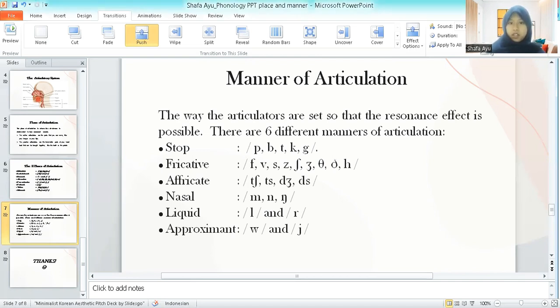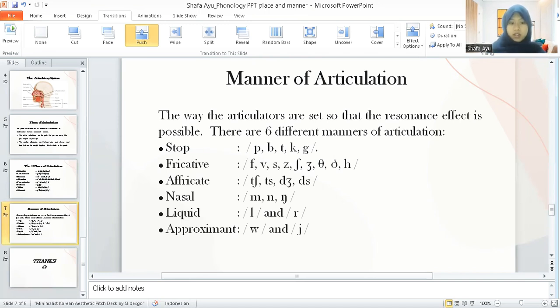And here there are 6 different manners of articulation. First is stop. Okay, stop is produced by blocking the air stream completely and then releasing it in a burst. The stop consonant sounds are p, b, t, d, k, and g. And fricative sounds are produced by partial obstruction of the air stream. The air stream coming out is turbulent, and this turbulence causes friction. That's why they're called fricatives.